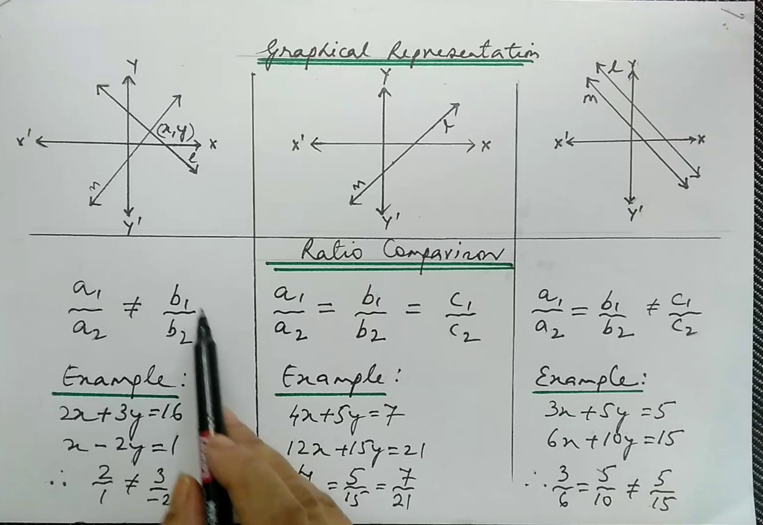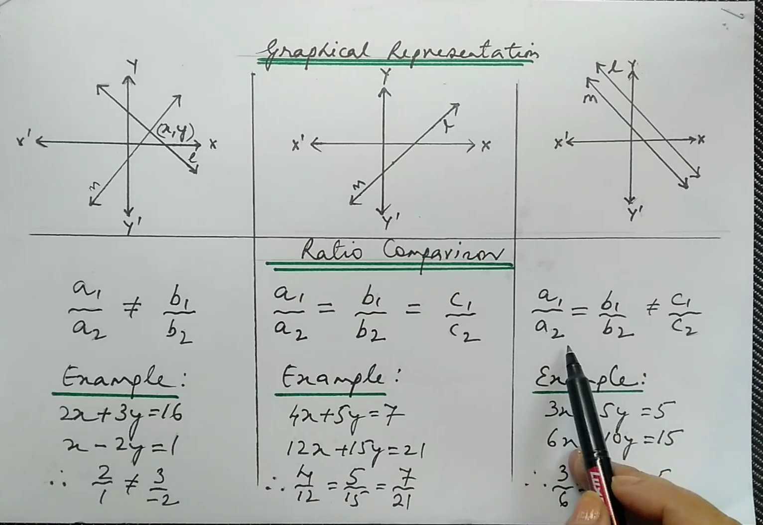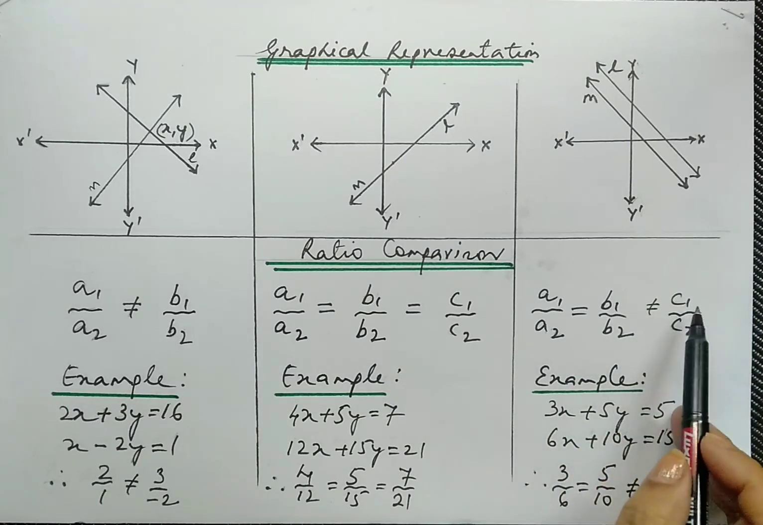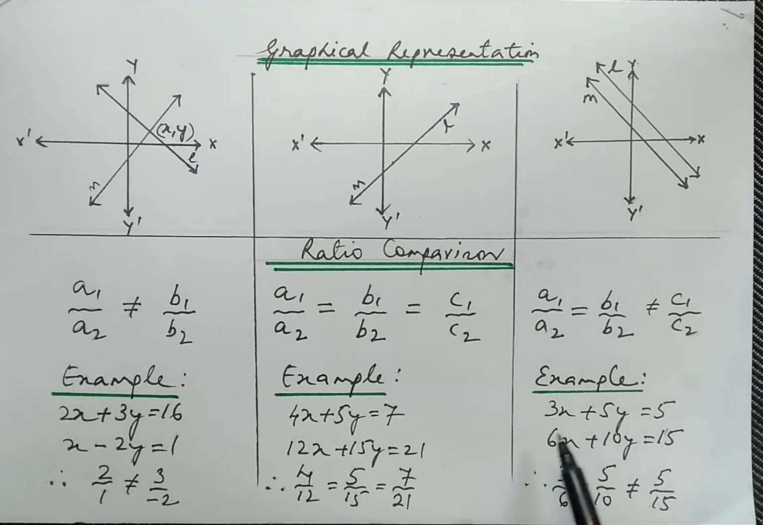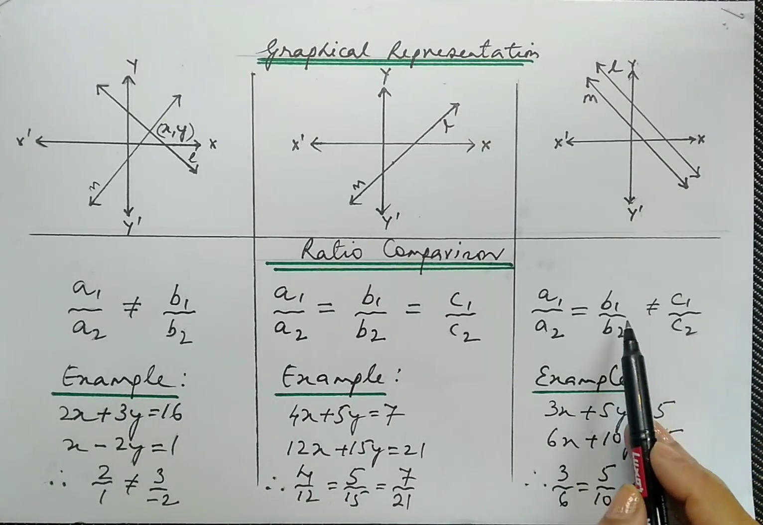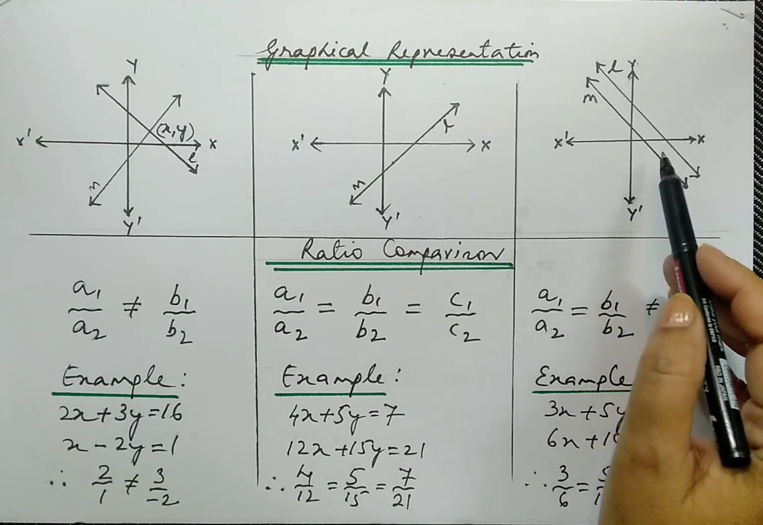Okay, but you have to see which door is open for you to come to the question that they ask you. Now here you have a1/a2 = b1/b2 ≠ c1/c2. As a result, we find that 3/6 and 5/10 can be 1/2 and 1/2, but this is 1/3, which means c1/c2 is not equal to the rest two pairs, right?